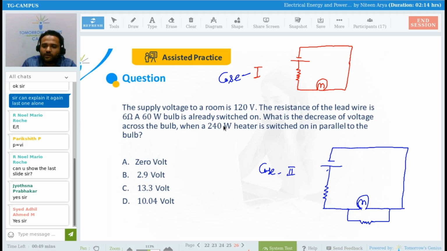See what happens. Obviously the voltage source is the same, but due to this resistance there is a power loss, there is a voltage drop in here. So what is the voltage difference in the bulb in the second case due to this addition? Tell me.